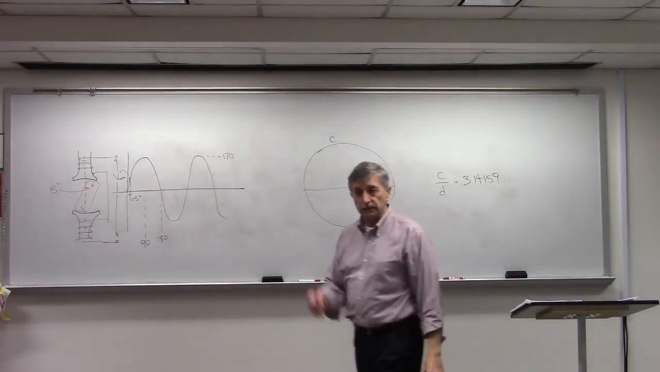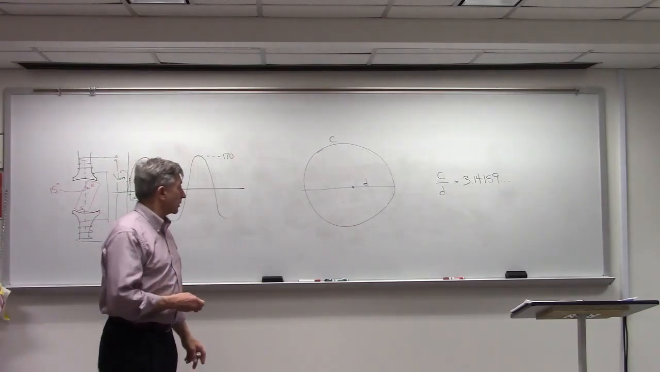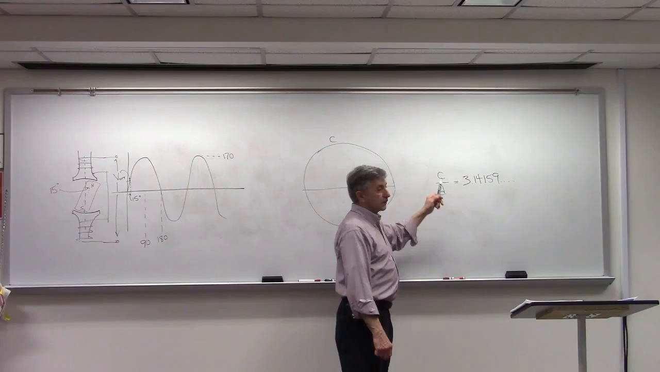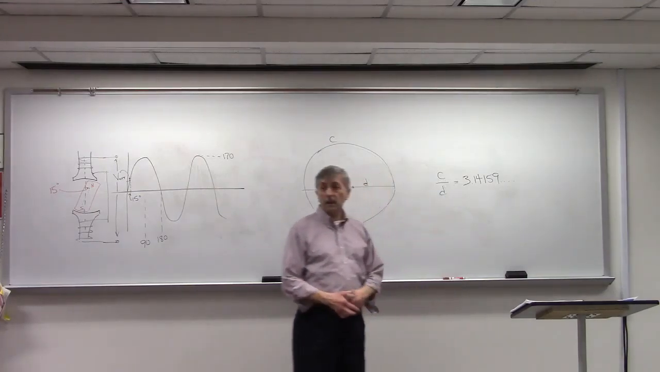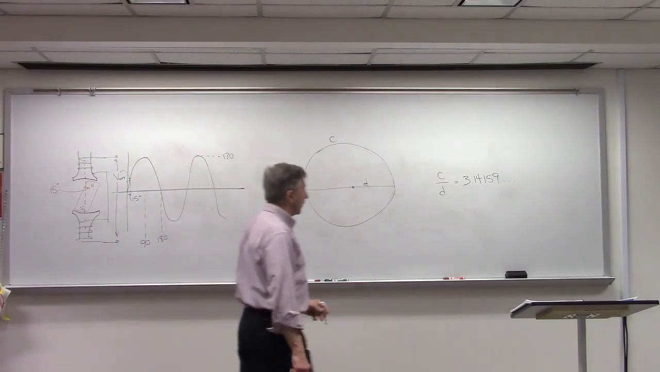And it doesn't matter how big the circle is. It doesn't matter how small the circle is. When you take the circumference of any circle and divide it by the diameter, you always get the same ratio. And we call this pi.